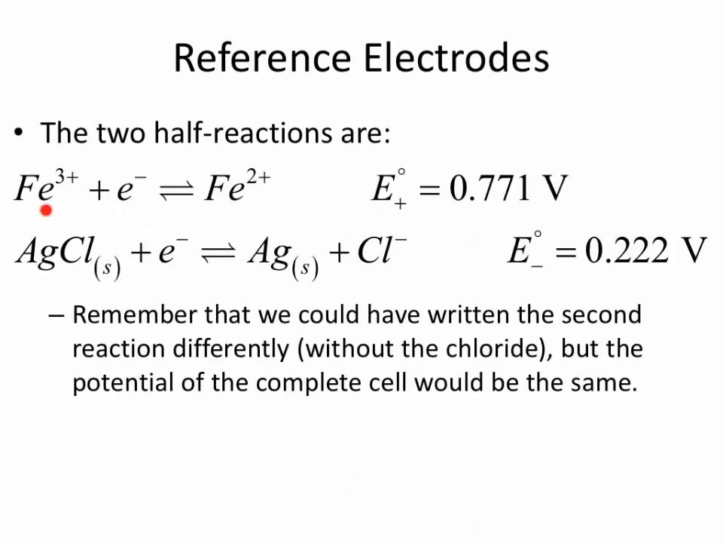We have our iron 3 being reduced to iron 2, with a potential there of 0.771 volts. And then we have our silver chloride solid being reduced to solid silver and a chloride ion, and our cell potential there is 0.222 volts. Now remember that we could have written the second reaction differently, that is, without the chlorides here and there, but the potential of the complete cell would be the same.